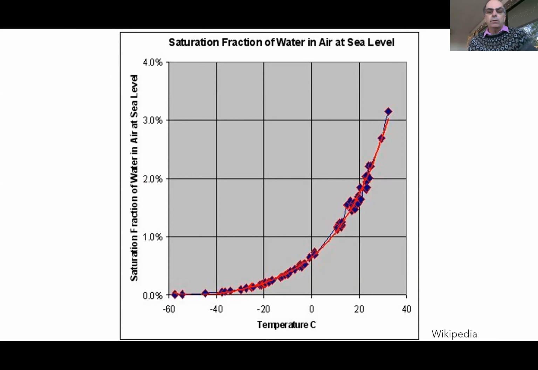Okay, so this is really a key graph. It shows the fraction of water vapor in the air at sea level as a function of temperature. So you can see there's roughly an exponential relationship. And at 20 degrees C, you have maybe 1.7% water vapor at 100% humidity. But as the temperature drops, the water vapor falls out of the air.